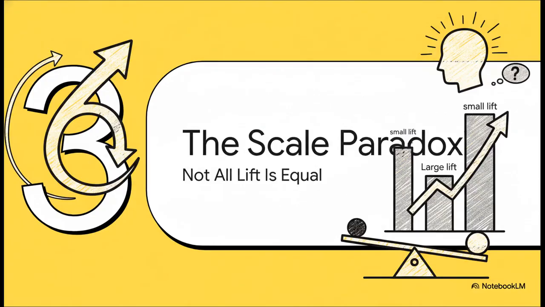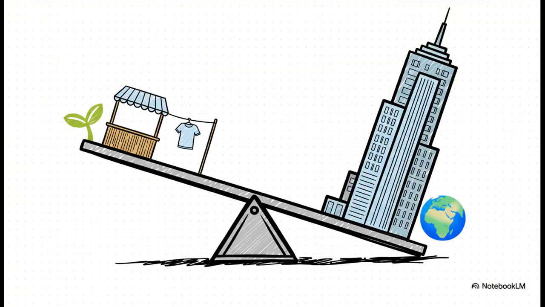But here's where it gets really interesting, because not all lift is the same. The size of your brand, how well known you are, it can totally change what a good incremental lift number even looks like. And this brings us to what we call the scale paradox. So let's just imagine two totally different businesses. On one side, you've got Steve's T-shirts, a brand new online store nobody's ever heard of. And on the other side, you have Coca-Cola, a brand that, let's be honest, everyone on the planet knows.